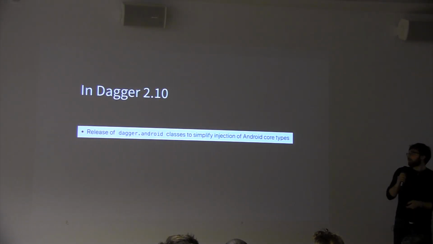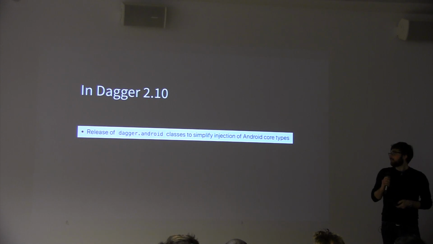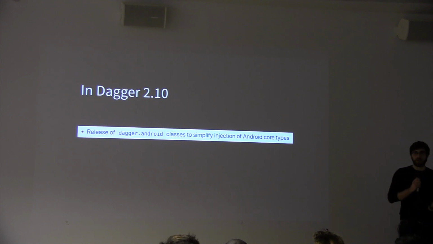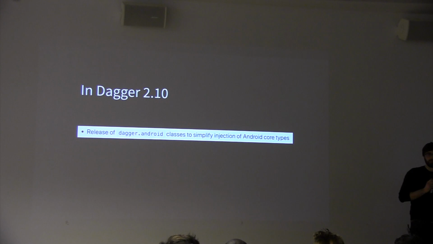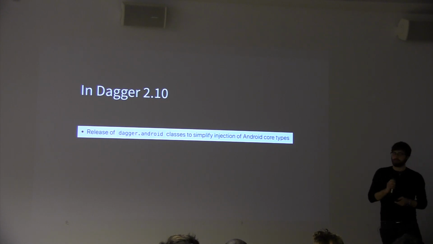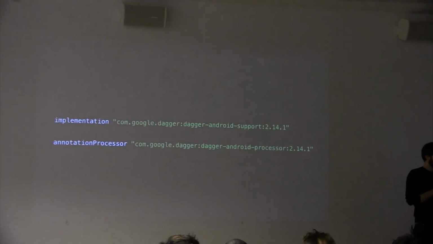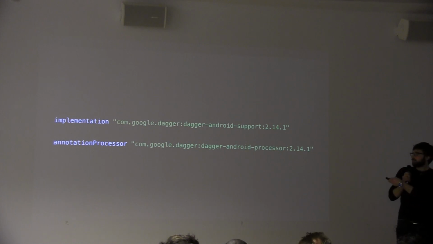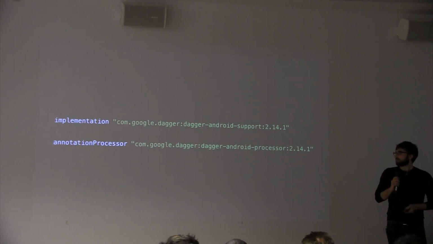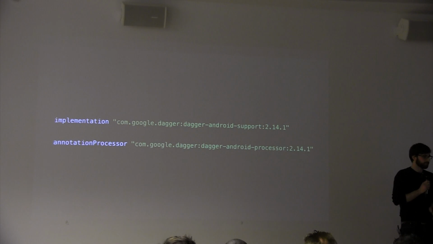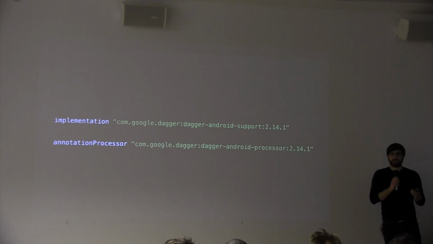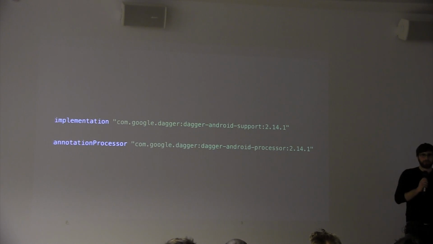And actually, lo and behold, in Dagger 2.10, they did the first release of Dagger Android, which actually takes advantage of all this to make injection on Android easier. And yeah, it's part runtime library and part new annotation processor that you can add. But how does it work? What does it add to Dagger that's not there already?